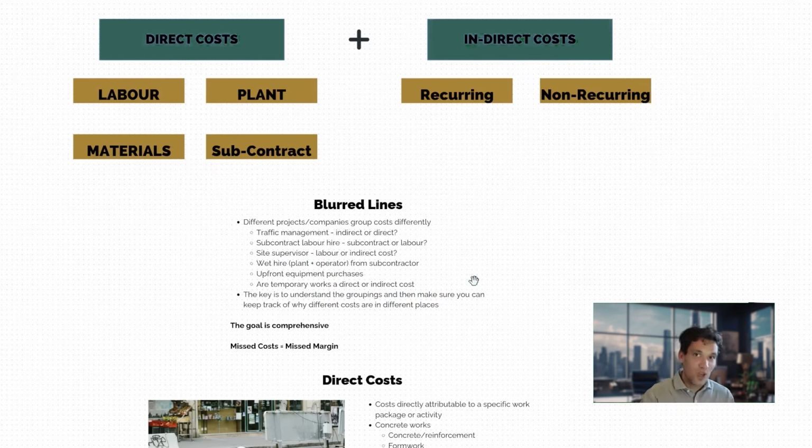Now, there is no right or wrong answer. The goal of categorizing costs and having these buckets is to come up with a comprehensive way to accurately include all the costs we incur to deliver the project, because missed costs equal missed margin. So going through this video, the goal is to understand these buckets and understand all the costs we are going to incur so you can estimate for them and track them properly. The goal isn't to memorize these categories perfectly, because a lot of it comes down to opinion and project specifics.